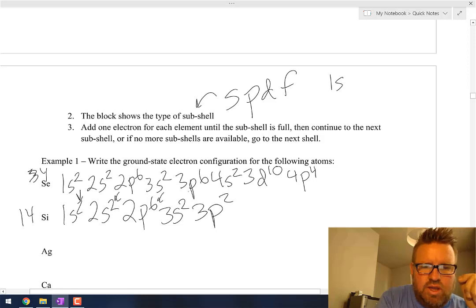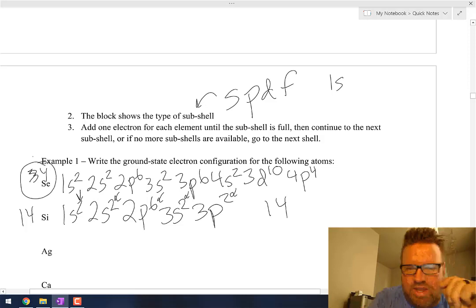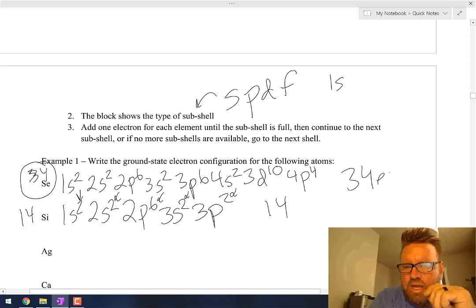Now notice that silicon has 14 electrons, and if you add up these numbers up in the corner, if you've done it right, it better add up to the number of electrons it has. 2 plus 2 plus 6 plus 2 plus 2 equals 14. Same thing with selenium up here. Selenium has 34 electrons. Add up those numbers up in the corner. What do you get? You get 34 electrons.